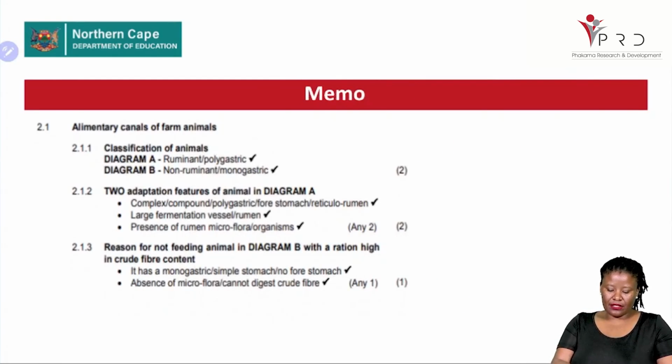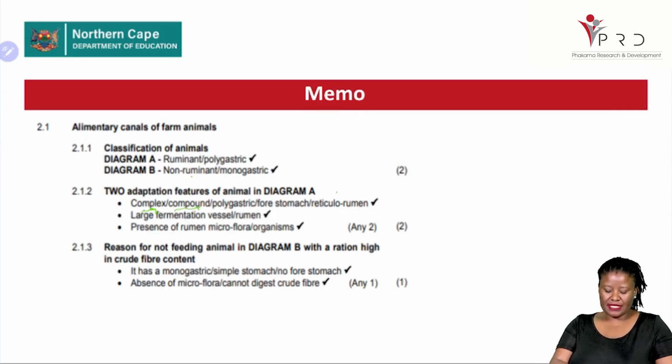Is it a ruminant or a non-ruminant? That is diagram A and B. How is it adapted to diagram A? It is a complex stomach. So we also refer to it as a compound or polygastric stomach, or we say this animal has a fourth stomach or reticular rumen.